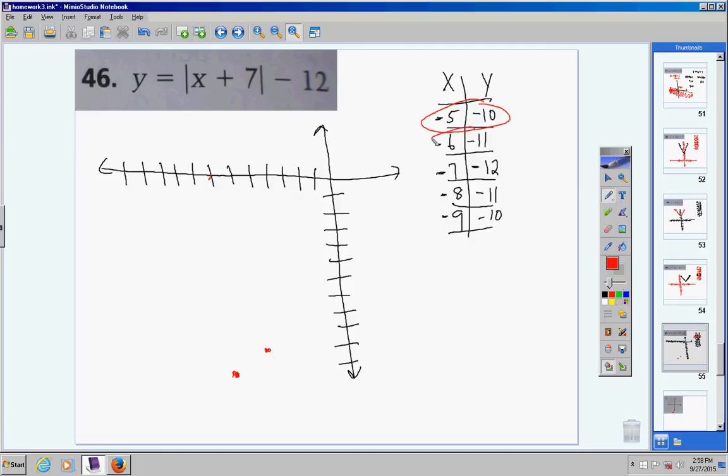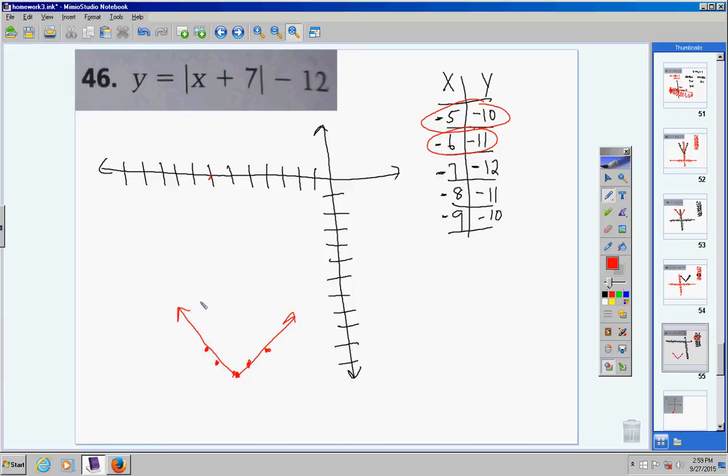Another ordered pair is negative 6, negative 11. So, negative 6 would be right here. The negative 11 would be right about there. And then negative 8, negative 11 is about right there. And then negative 9, negative 10 is about right there. And once again, you can see your V. Okay? So there we go, guys.